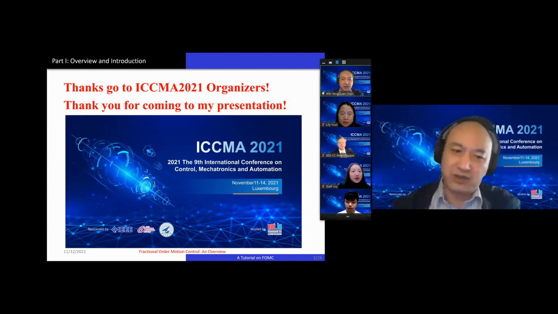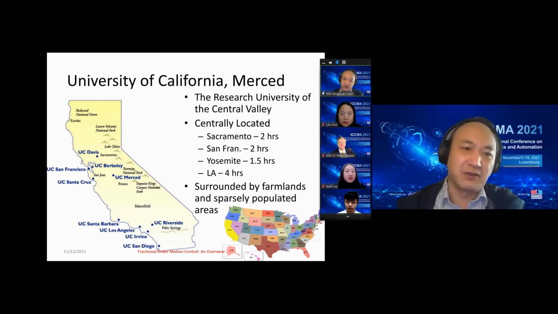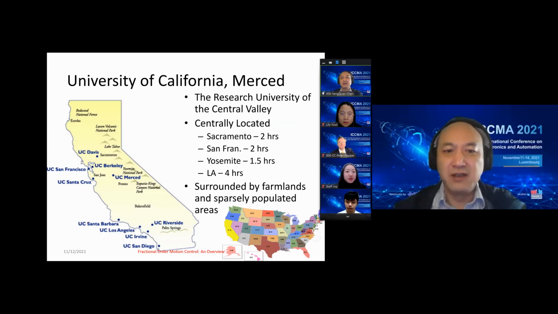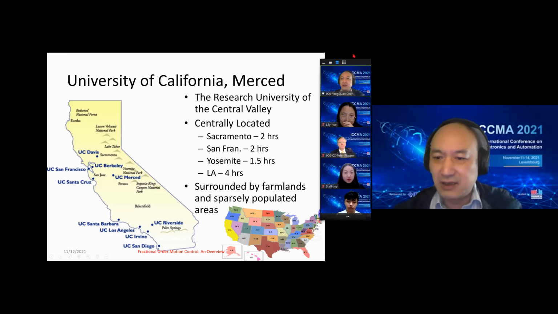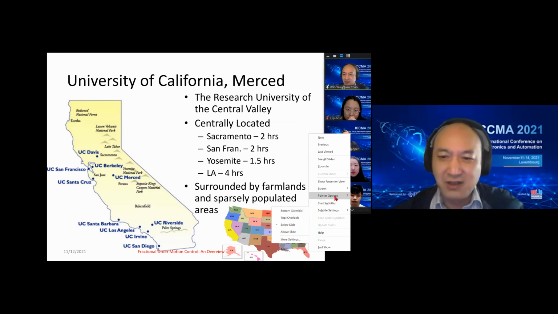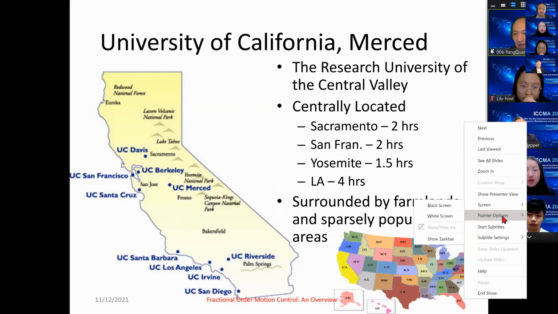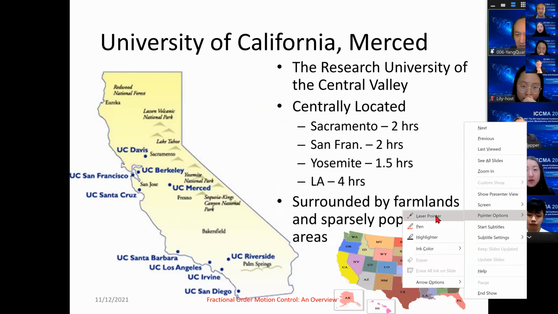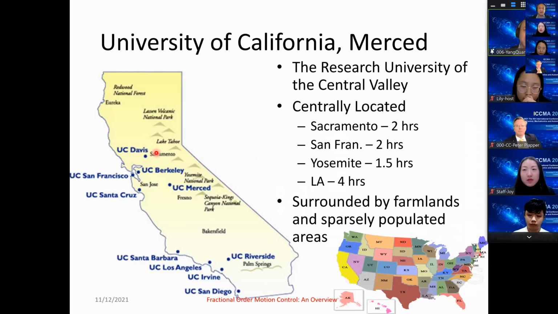So I'm from the University of California, Merced. We are the number 10 campus in the University of California system, centered in the Central Valley. The Central Valley basically is like a third world country. The majority are low-income agricultural population. So that's why they put a research university there to transform the whole society. It works so far.